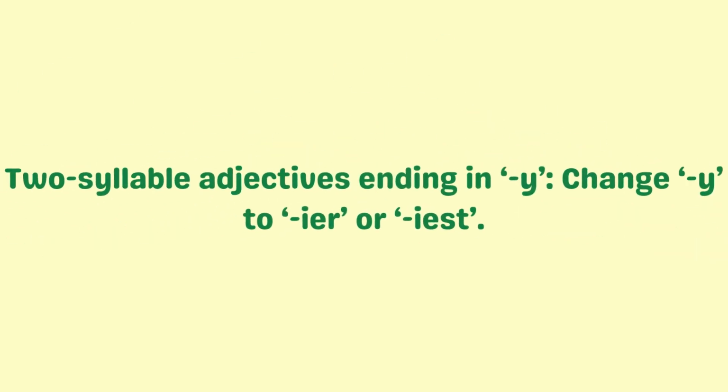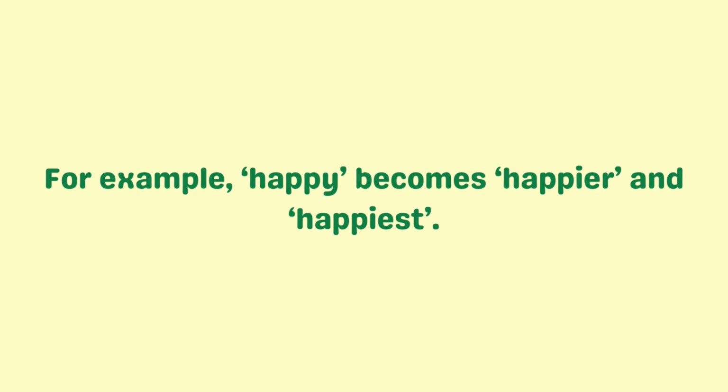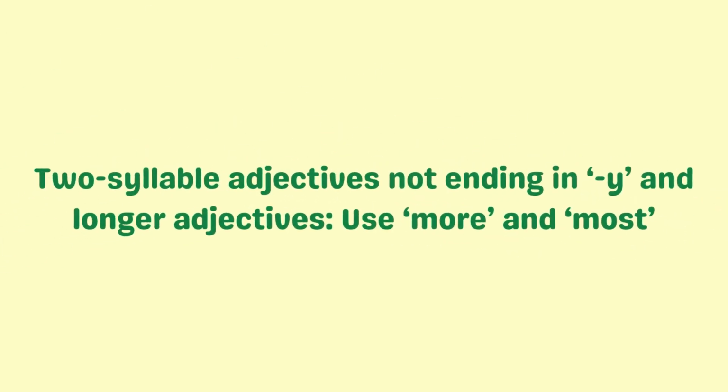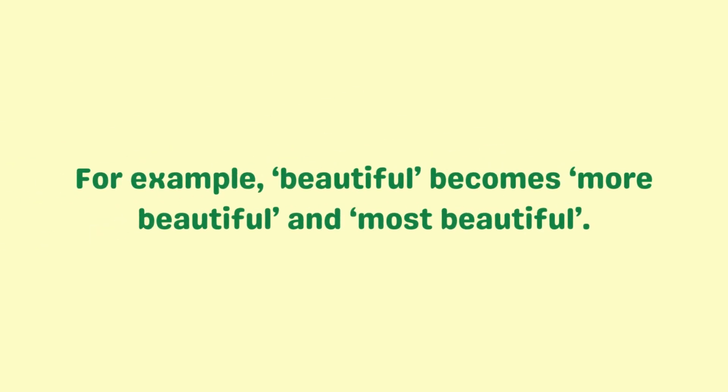Two-syllable adjectives ending in y, change y to ier or iest. For example, happy becomes happier and happiest. Two-syllable adjectives not ending in y and longer adjectives, use more and most. For example, beautiful becomes more beautiful and most beautiful.